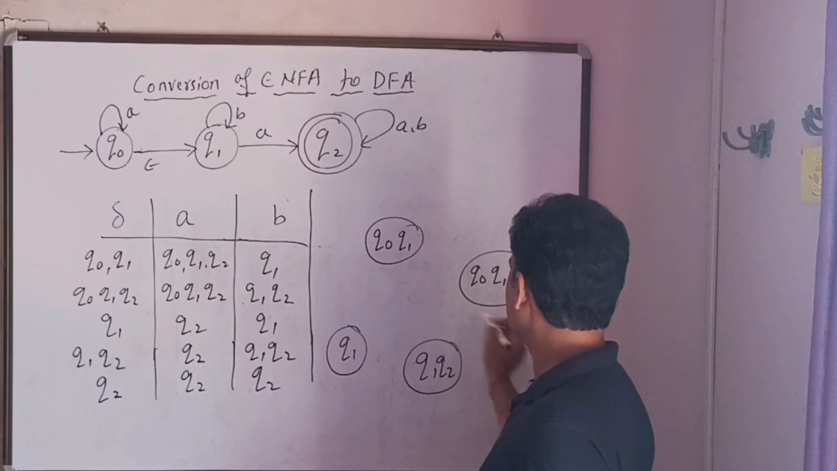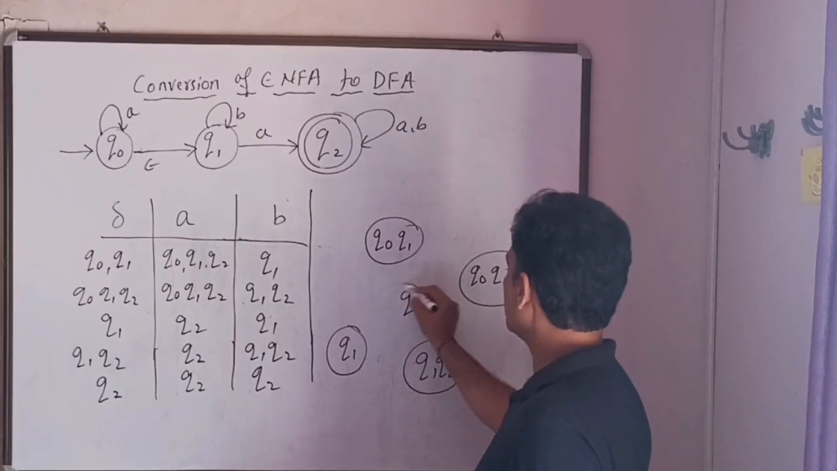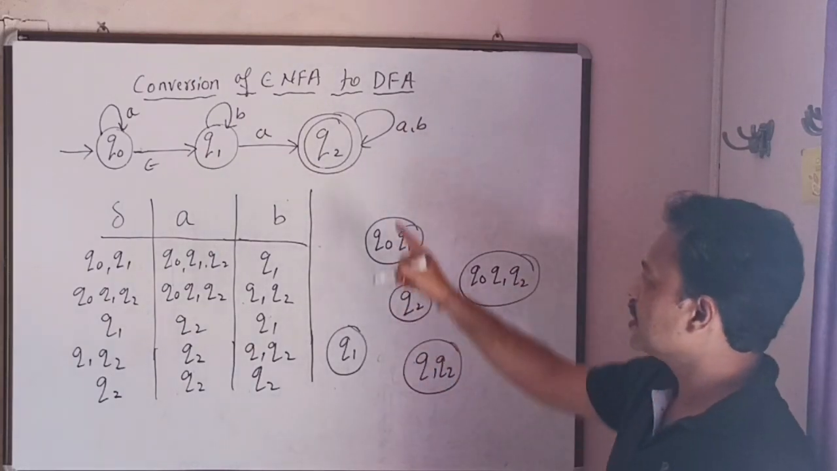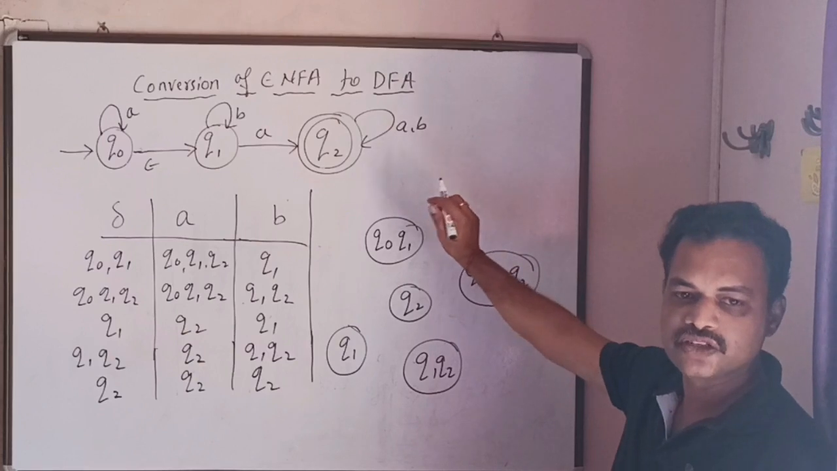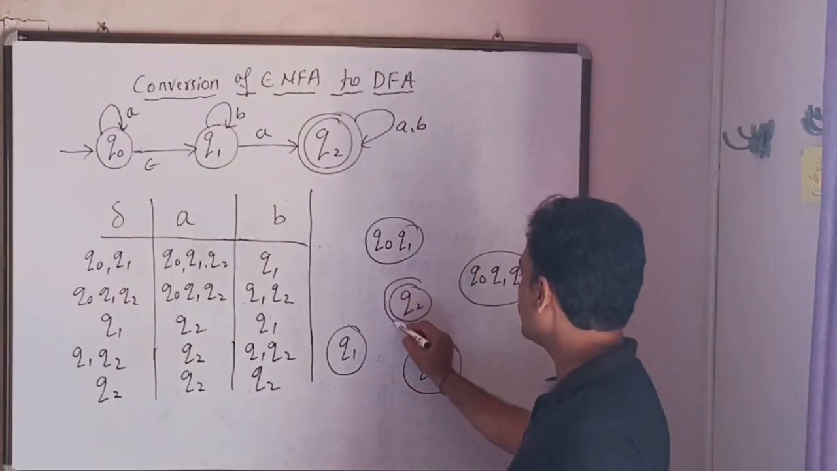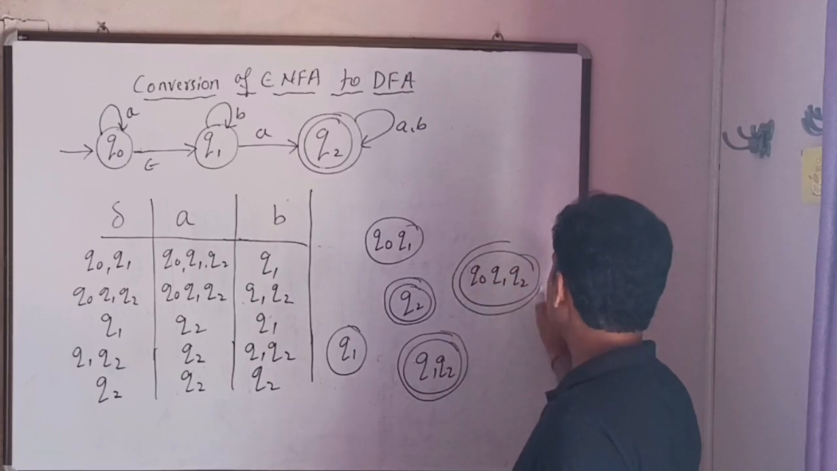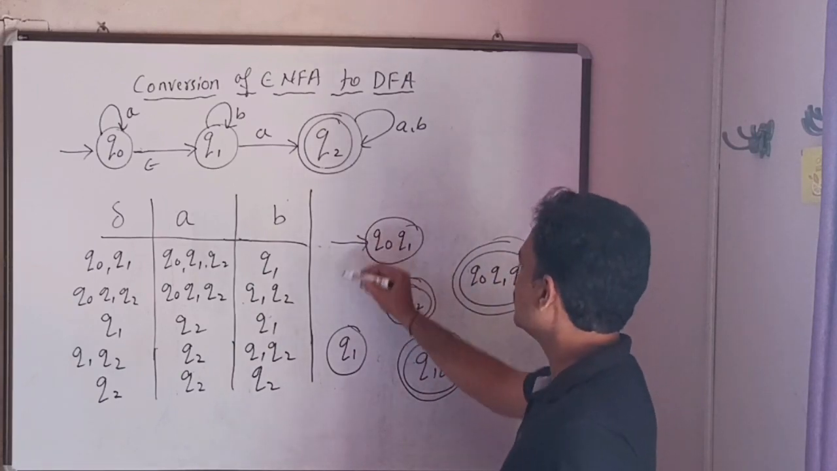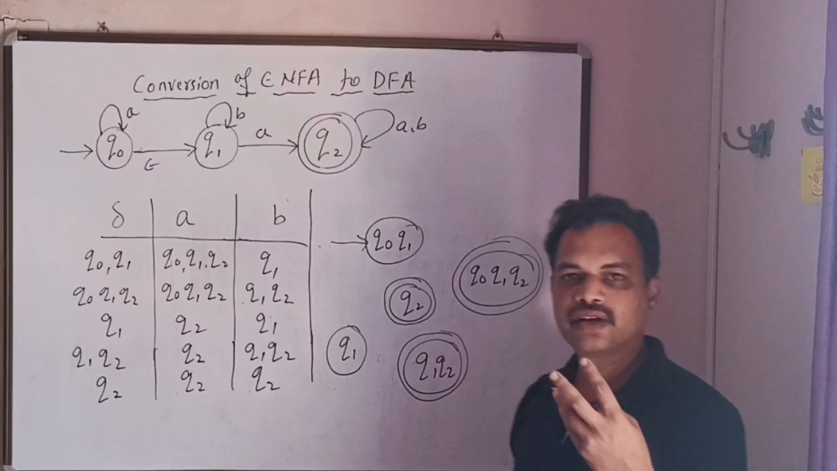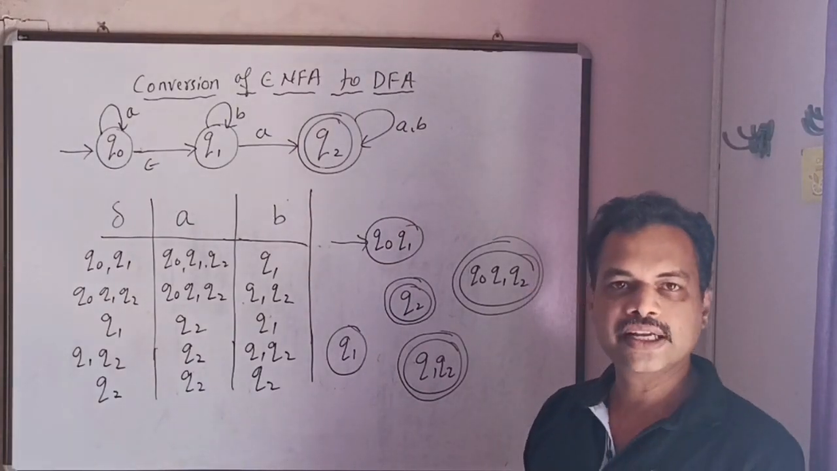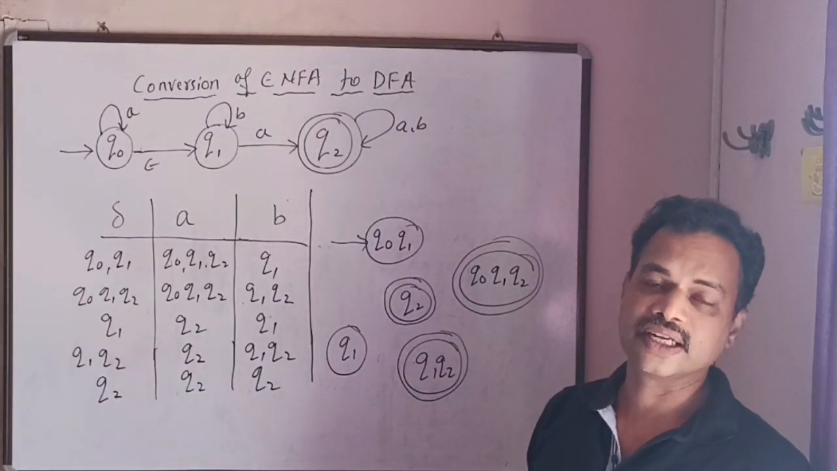And we have Q2. So in the given epsilon NFA, Q2 is the final state. So wherever we have Q2, we make it a final state. And Q0 is the initial state. For a given automata, one initial state will be there and several final states may be there.